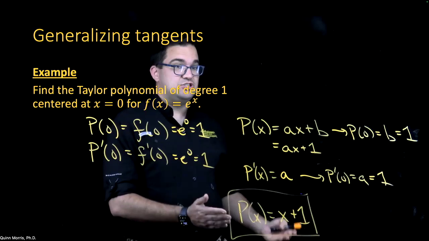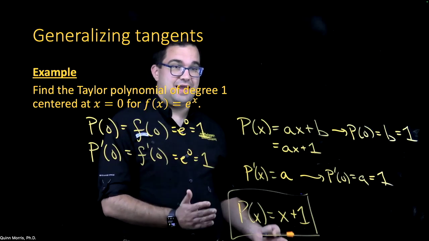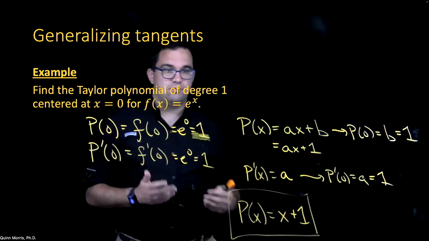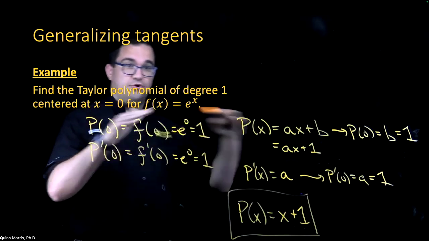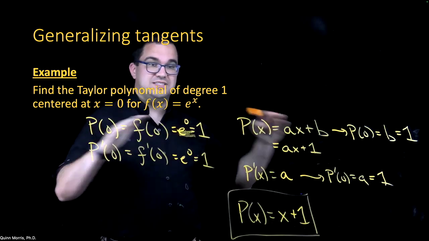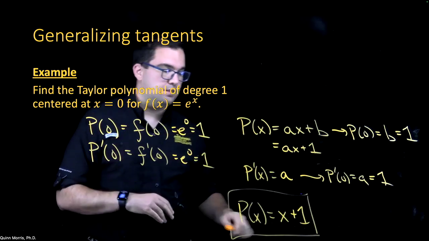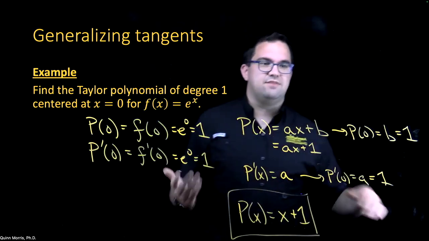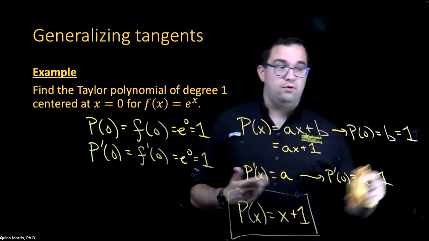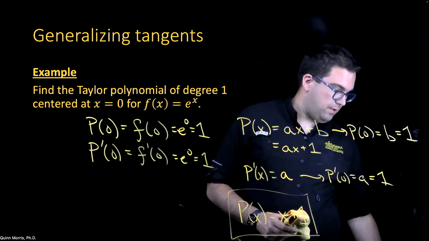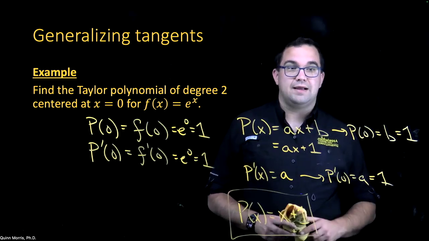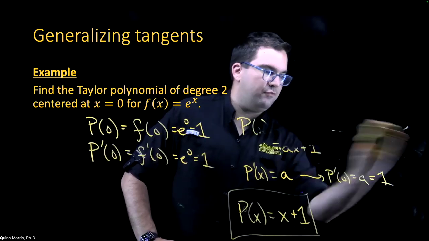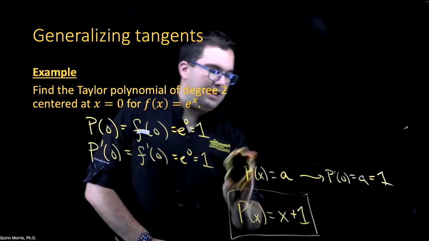And note, that's just the tangent line at x equals 0. So the first thing I want you to see is that when you are looking at degree 1 Taylor polynomials, they're just tangent lines. So you could say, okay, then what's the big deal? We're just giving a new word to the same thing. Well, now I can not only talk about Taylor polynomials of degree 1, I can talk about Taylor polynomials of higher degrees.